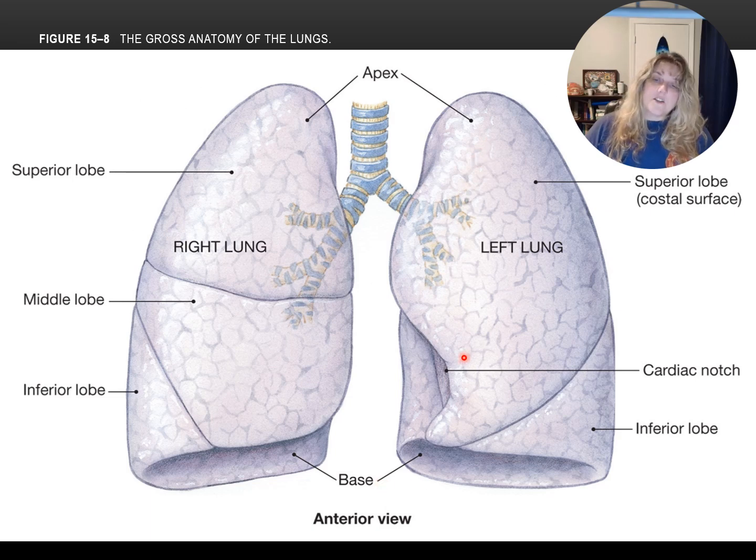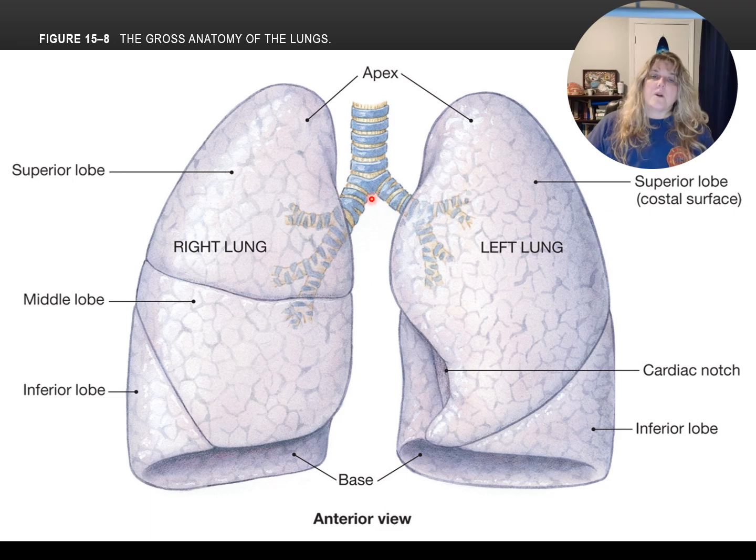Now on the left side you only have 2 lobes. If you were ever curious, or if you want to pause the video and think about this for a second, why does the left lung only have 2 lobes in comparison to the right lung? Now, if you came up with the answer that your heart sits over there, so it has to provide a little bit of space, you would be correct. So that heart doesn't sit directly underneath the center of the sternum. It actually sits off a little bit to the left. And as a result of that, that left lung is only going to have 2 lobes.